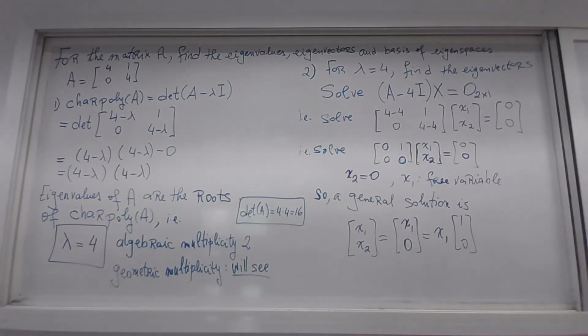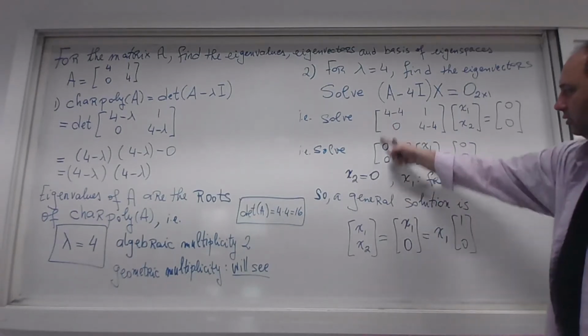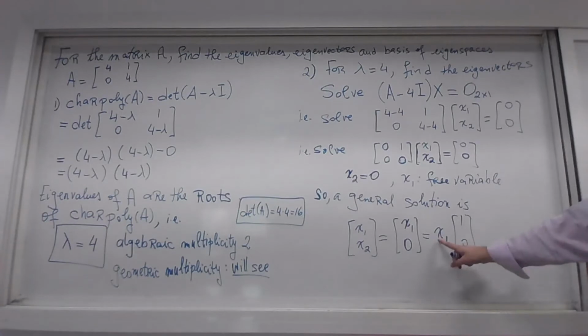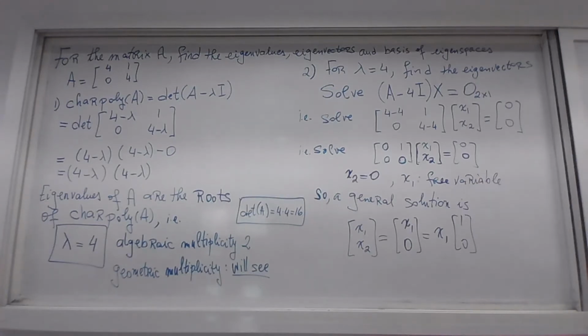Okay, so I got only one guy here. By the way, if you observe, you will notice that you have here a row of zeros, a column of zeros. So you have one free variable, one main variable. Here it is: your free variable x1, main variable x2 was equal to 0. All these things we have already seen. So the solution of this homogeneous system is given like this.